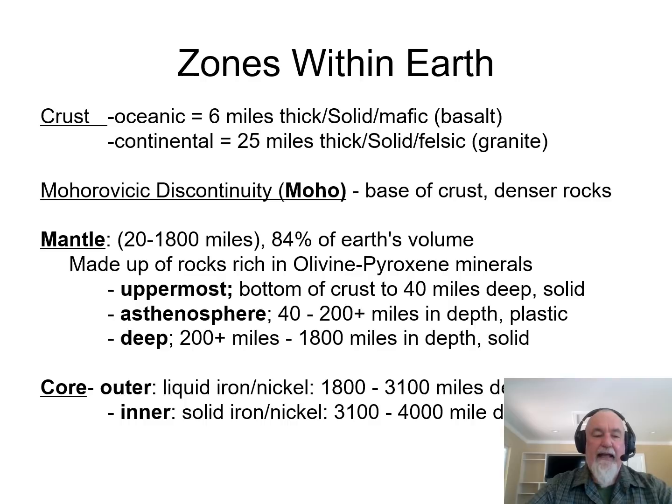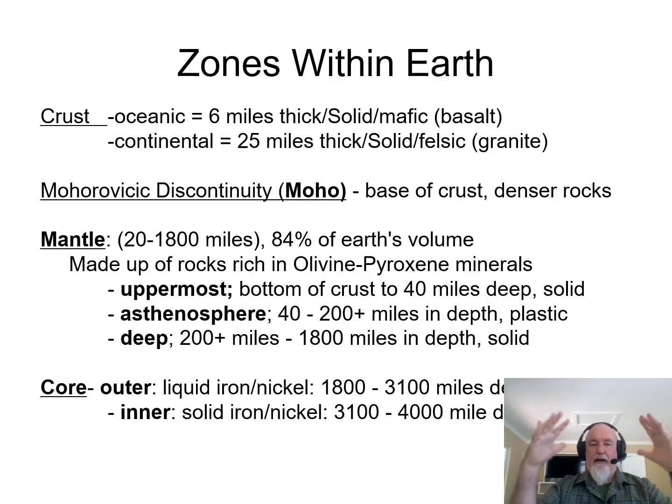Okay, our last layer within the mantle is referred to as the deep mantle. So the deep mantle goes from about 200 miles below the surface to 1,800 miles below the surface. And since this is on the outside of the Earth, it occupies an enormous volume. Over 80% of the volume of the planet is occupied by the mantle, and the greatest majority of that is found in the deep mantle. So again, 200 miles to about 1,800 miles below the surface of the Earth.